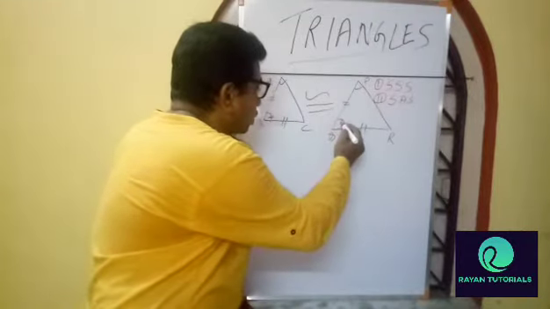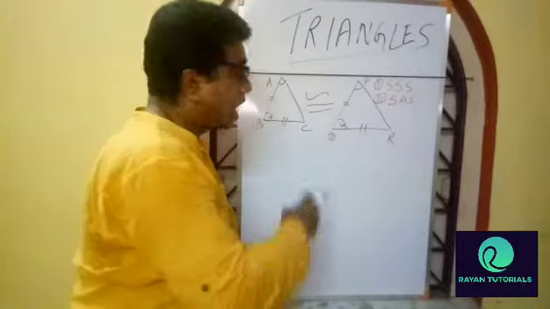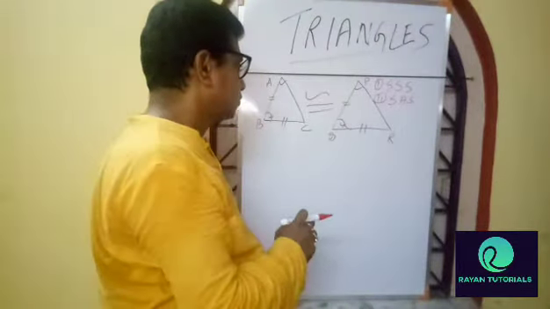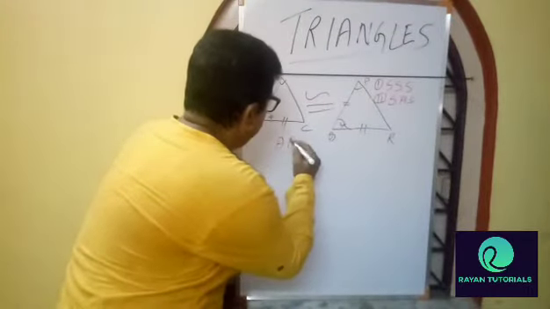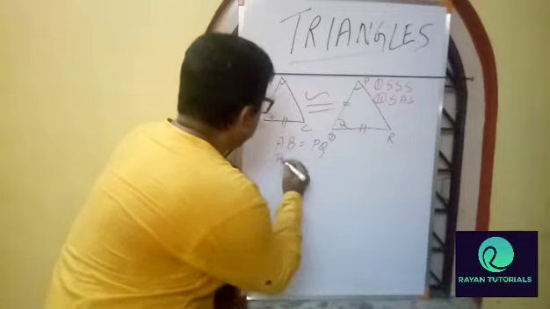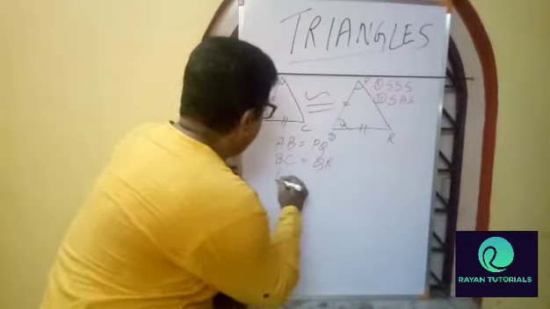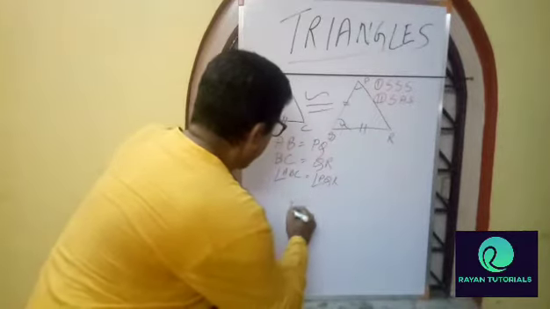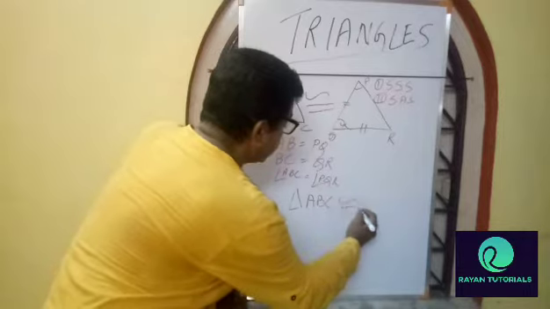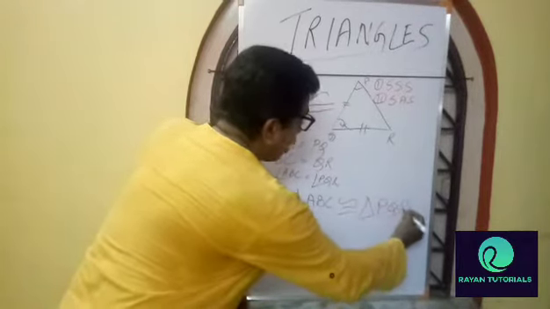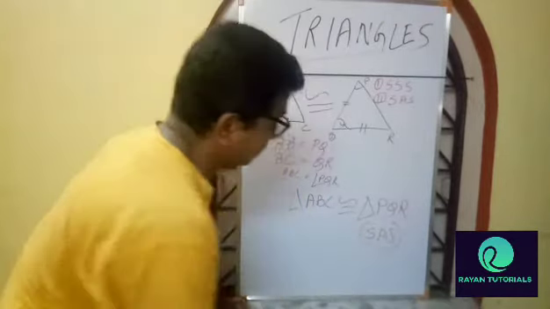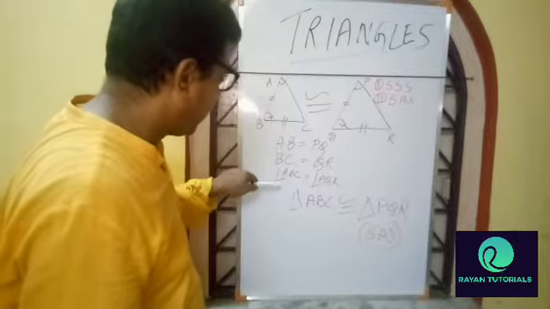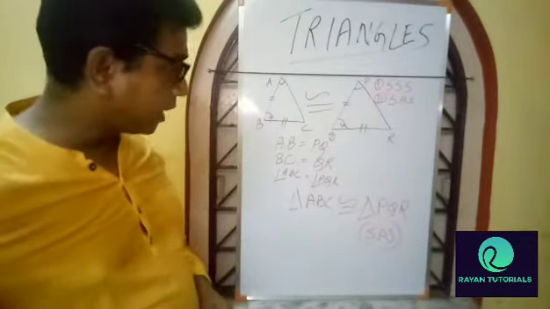So if angle B is equal to angle Q, AB is equal to PQ, and BC is equal to QR, then only can I say that triangle, better I write it for you: AB is equal to PQ, BC is equal to QR, and angle ABC is equal to angle PQR, then I can write triangle ABC is congruent to triangle PQR. Why? SAS. Okay.